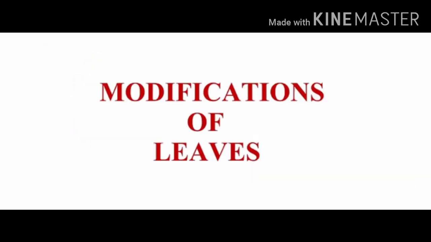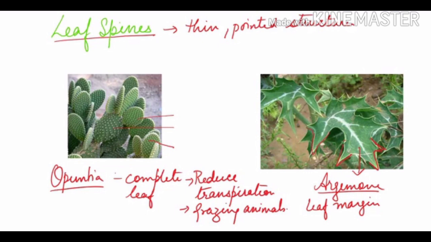Leaves also show different types of modifications to perform different types of functions. So now we will study the modifications of leaves. In xerophytic plants like cactus and opuntia, the leaves are modified into spines, as in prickly pear also. These spines check the loss of water from the plant body and thus help the plant to conserve water.